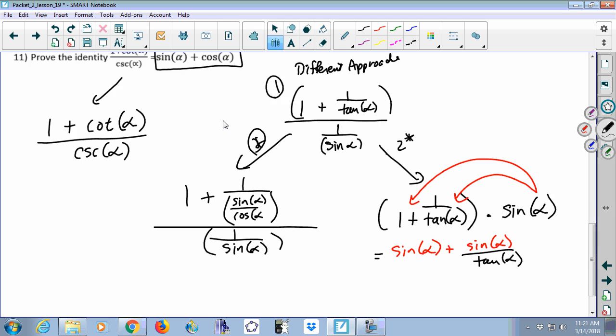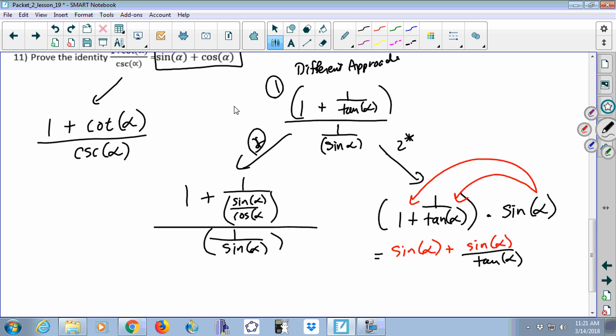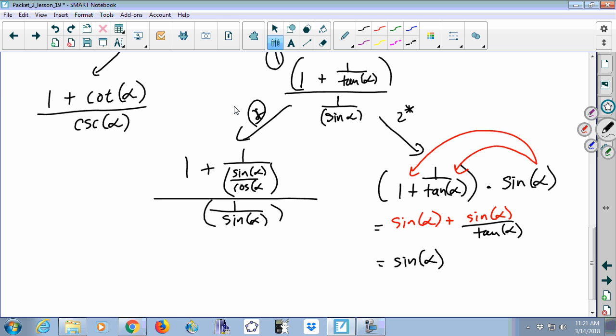Okay, it's not quite there though, is it? We got the sine alpha part down, right? So you're halfway home. So I'm going to put that in black because we're halfway home. We're positive right there. We'll keep that all in black. Now what?